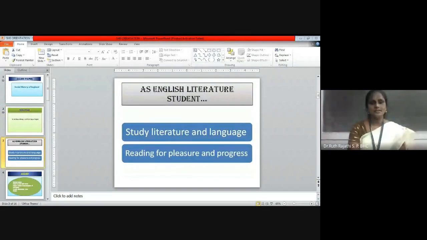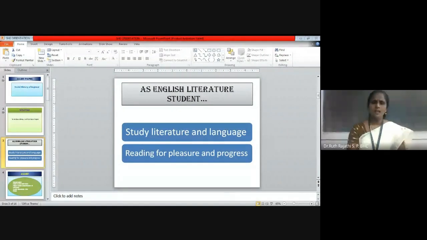As an English literature student, what are you going to study for these 3 years, the first year, second year, and third year? On one side you will be studying literature, and on the other side you will be improving your communication skills, both speaking as well as writing. It's up to you to use the platform rightly and to improve yourself in communication skills, and also to develop your knowledge in your main program, that is English literature.